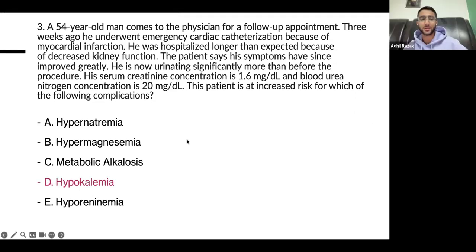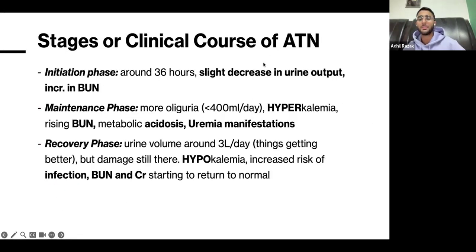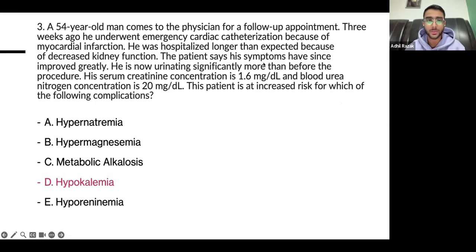It is hypokalemia, and I can explain why. What's happening in this patient is acute tubular necrosis. So let's go through the question. 3 weeks ago, he underwent emergency cardiac cath because of an MI, and he had decreased kidney function. This pretty much means that because of the MI, there's hypovolemia, ischemic ATN. So the patient had acute tubular necrosis, and the clinical course of this condition can be divided into three parts.